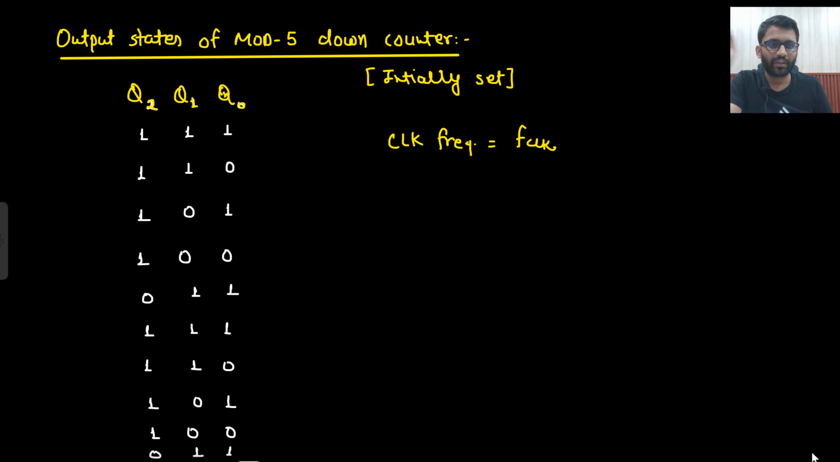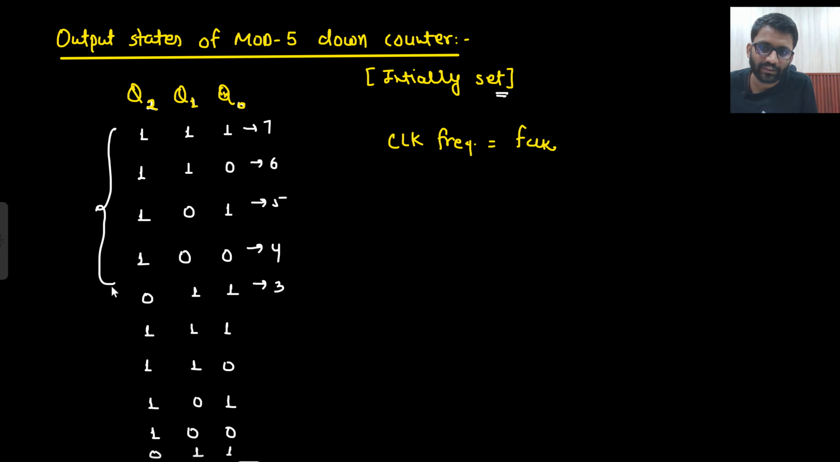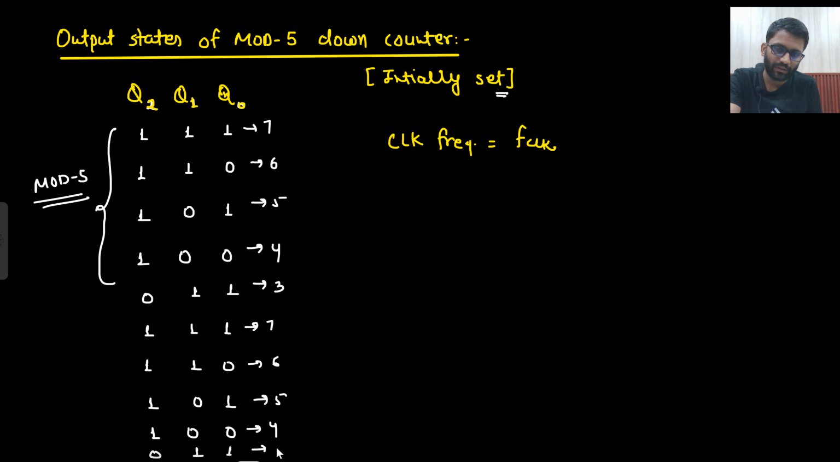Now your up counter, down counter has finished. Let's see something very interesting. We will observe here. This was the table of our down counter only. Now, if I am starting from set, so 1, 1, 1, then this is my 7, then 6, then 5, then 4, then 3. This is what mod 5. So mod 5 is done here. After that, this sequence only will be repeated: 7, 6, 5, 4, 3.